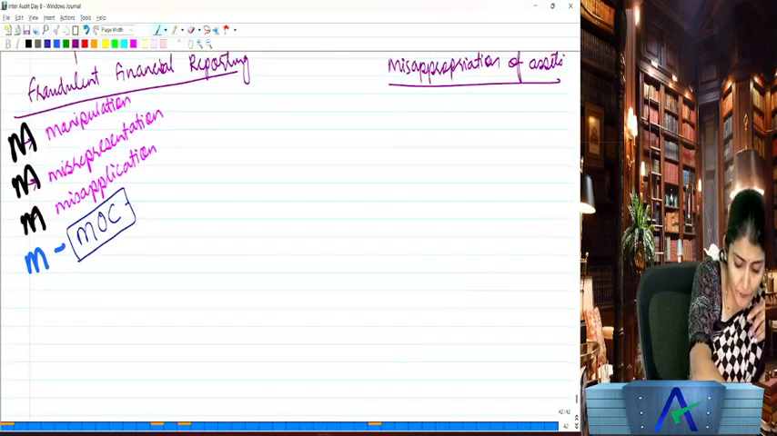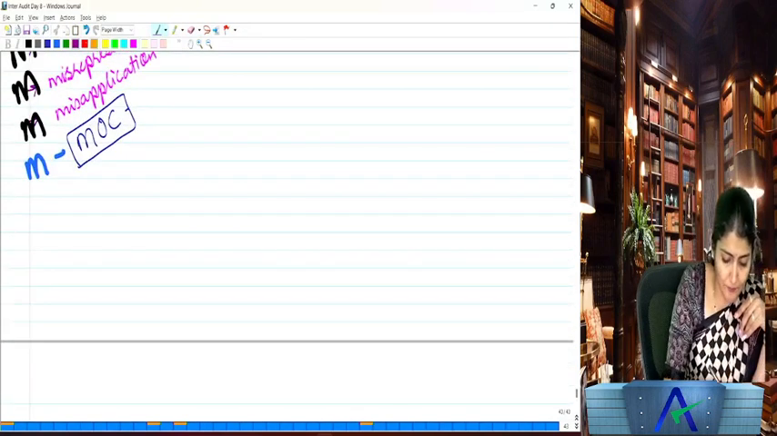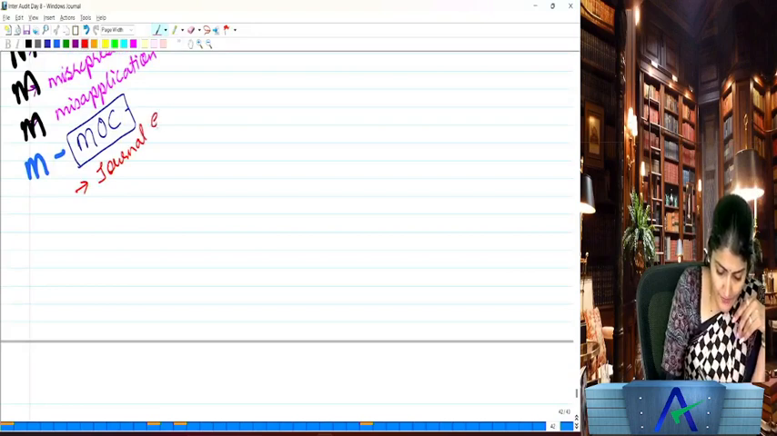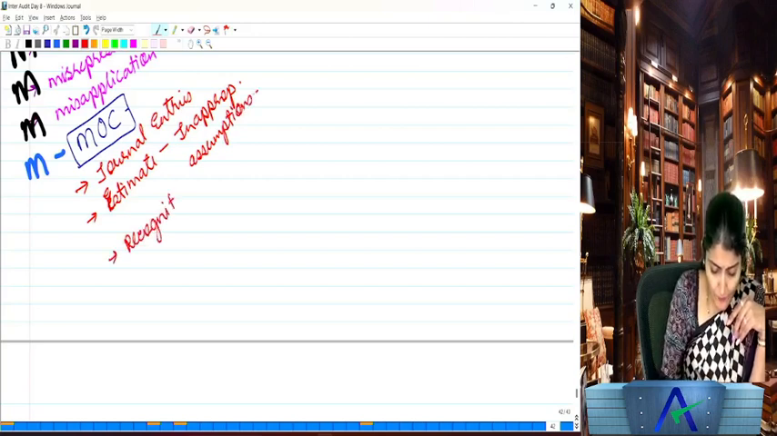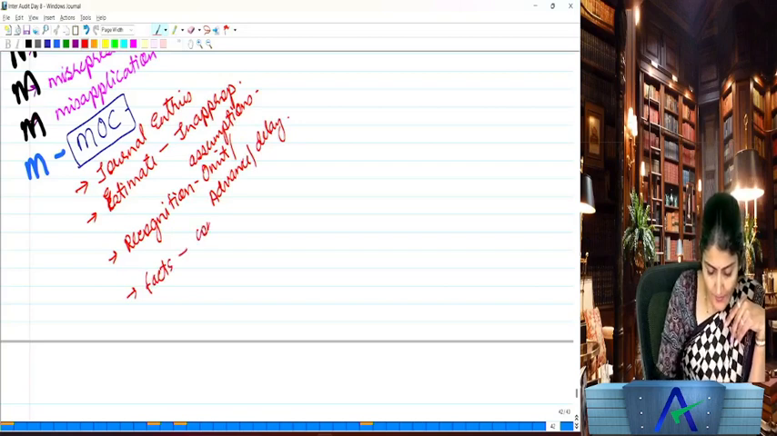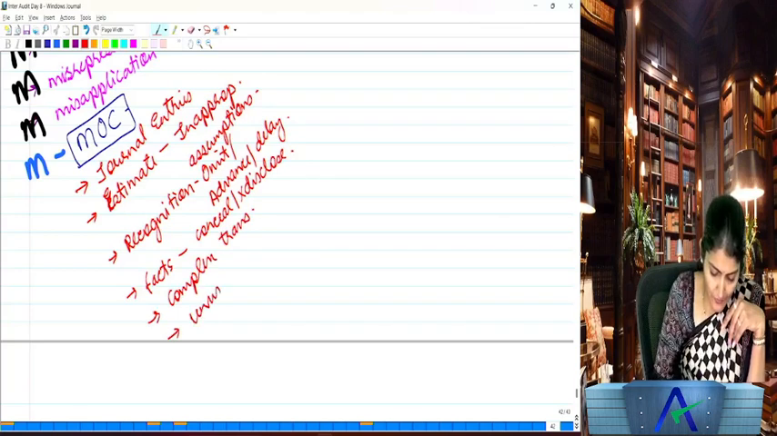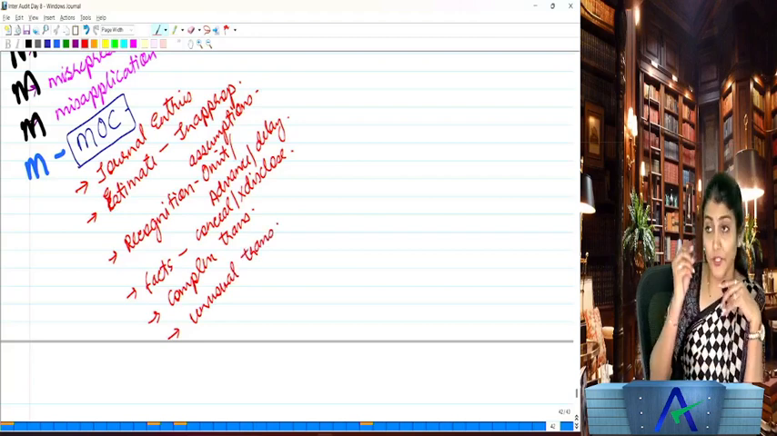What would a company do by overriding the controls? One, they will pass fictitious journal entries. Then they will make inappropriate assumptions for the estimates. Then, for recognition, either they will omit, or they will advance, or they will delay. Then for facts, they will conceal or not disclose. And then they will enter into complex transactions, and then they might also enter into unusual transactions.